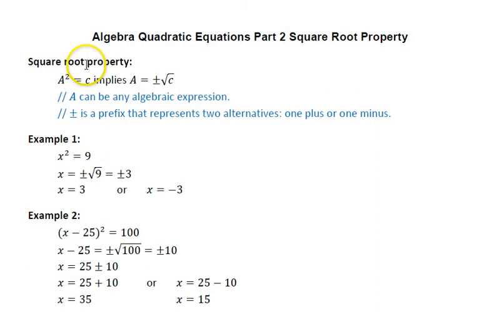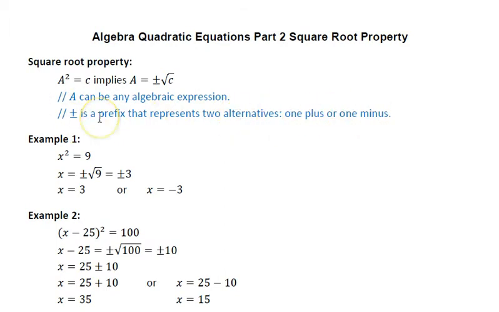The square root property: if you have an equation of the form A squared equals c, this implies that A is plus or minus the square root of c. Capital A here can be any algebraic expression. It does not have to be a simple variable. It could be a binomial. Plus or minus is a prefix that represents two alternatives, one plus or one minus.